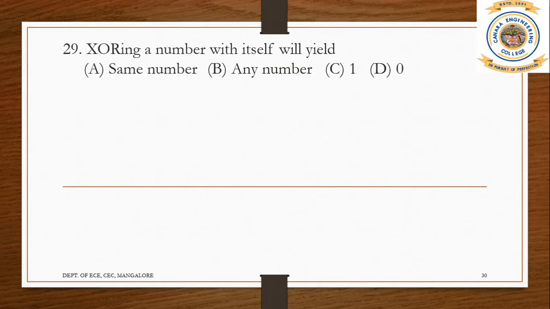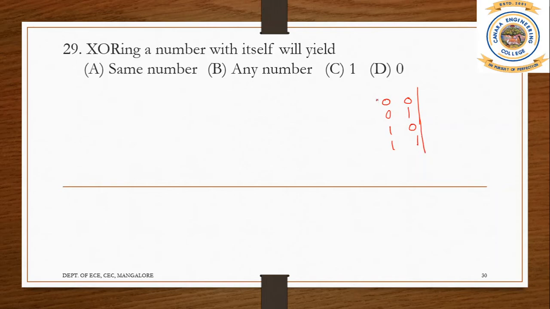The options are interesting. You can get the same number. You may get any number, in the sense you get a new number. You will always get 1. You will always get 0. These are the options. So any guesses? If you consider the single bit XOR operation truth table, then 0 and 0 is what? 0 and 1 is what? 1 and 0 is what? And 1 and 1 is what?